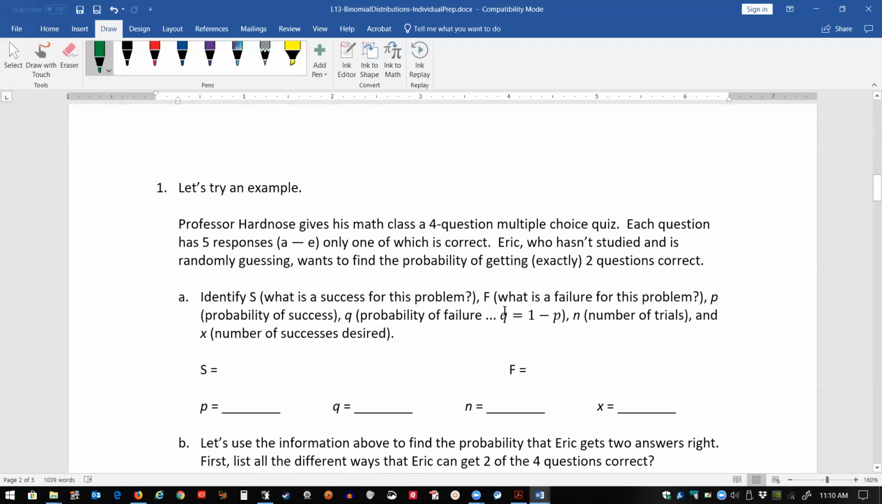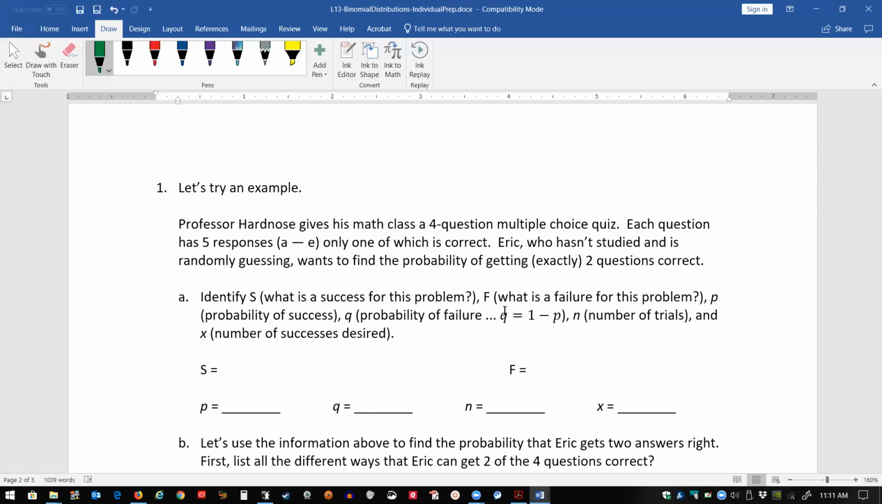So we have a professor that has a 4-question multiple choice quiz. Each of the questions have 5 possible answers, and only one of those answers is right. So Eric opts not to study at all. He's just going to guess randomly on each of these questions. So we want to find the probability that Eric guesses exactly 2 questions correctly.